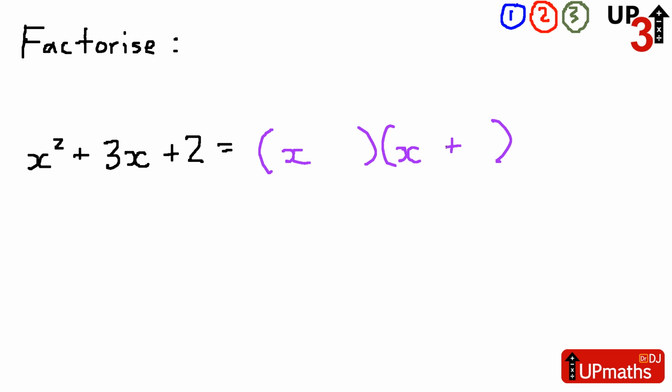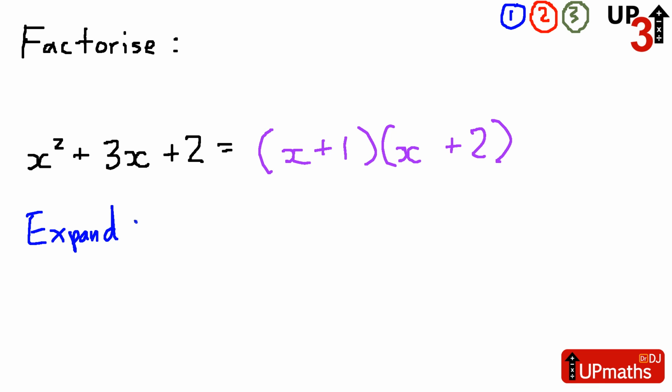I'm going to put two pluses. It's not always two pluses, but for these simpler examples it's going to be. We'll write a 2 and a 1 because 2 times 1 makes 2. And then finally, we're going to make sure that we also get a 3x. But how are we going to do that? We're going to expand. Let's immediately do an expand question.